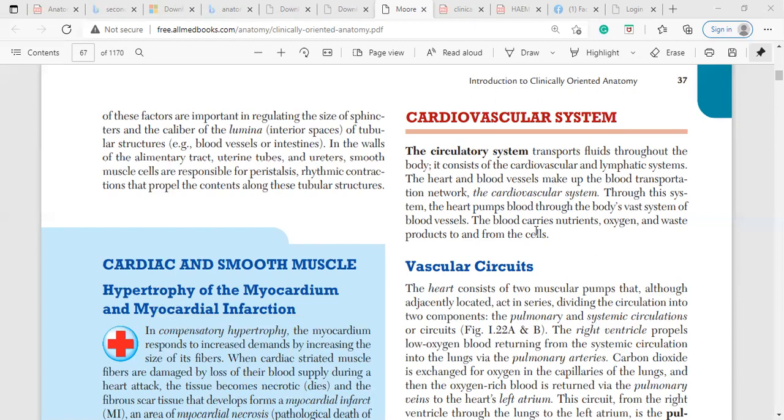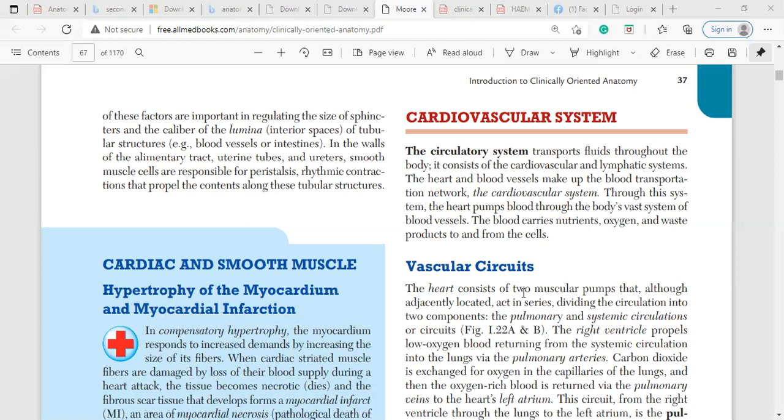But there are two circuits. How does this blood move? The blood moves in circuits, and there are two circuits. These circuits are called the pulmonary circuit and the systemic circuit, or the pulmonary circulation and the systemic circulation. I'm going to show you using diagrams what each of these represents. But here you would find the vascular circuits. The heart consists of two muscular pumps.